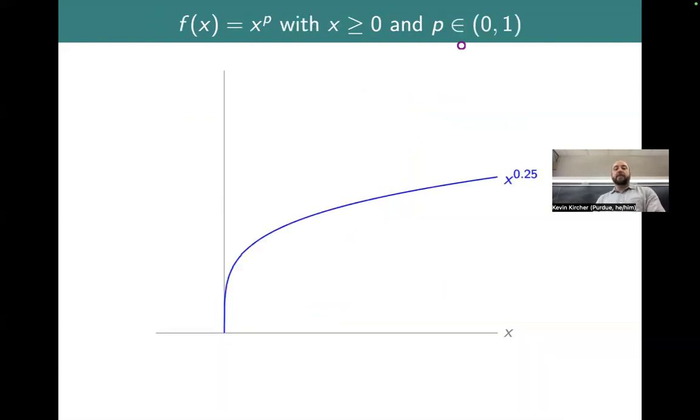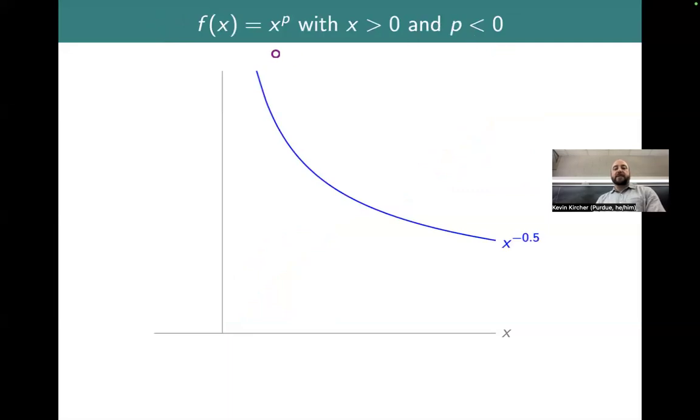Okay, what about the square root case? If we again restrict only to non-negative x, and we look at the same power function x to the p, but now we use a power p that is between 0 and 1. Here are a few examples of that. Curvature here is concave, monotonicity is non-decreasing.